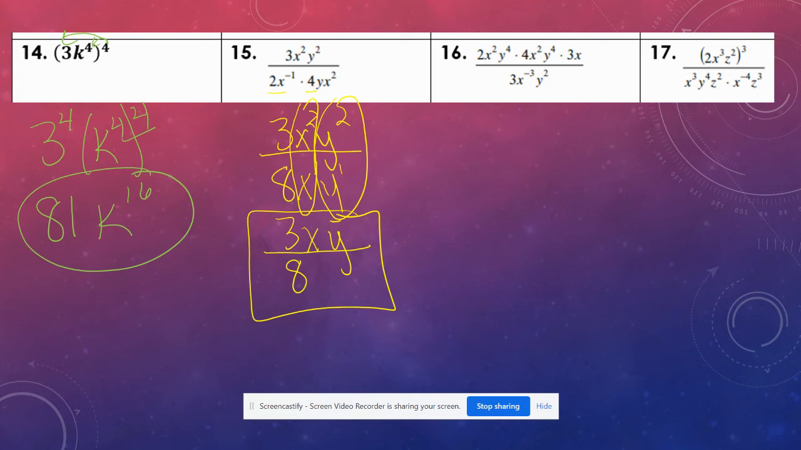16 has a lot going on as well, so let's start with cleaning up the top with like terms. I'm going to do 2 times 4 times 3. 2 times 4 is 8. 8 times 3 is 24. I'm going to put a little 1 on this last x, so x squared, x to the first. 2 plus 1 is x to the fifth. And then y to the fourth, 4 plus 4 is 8.